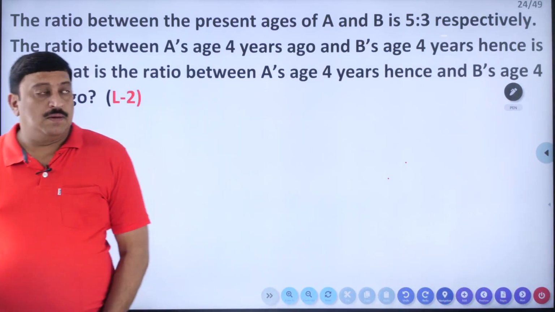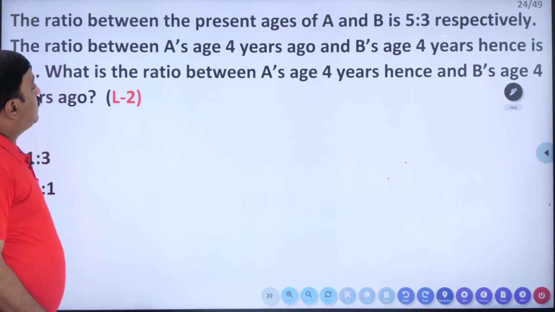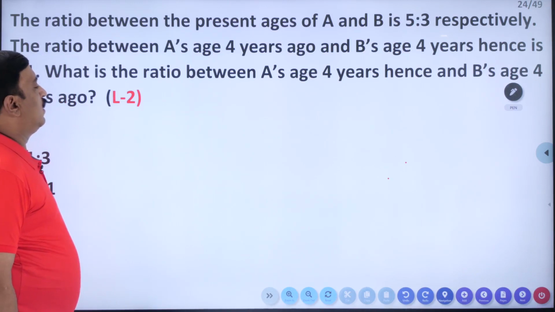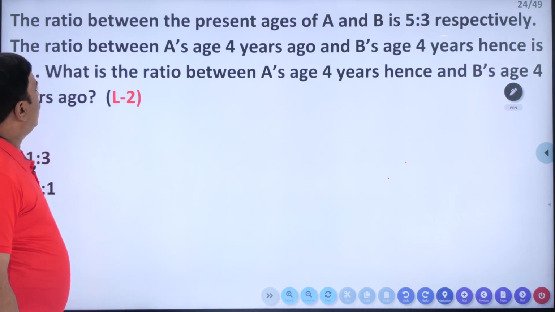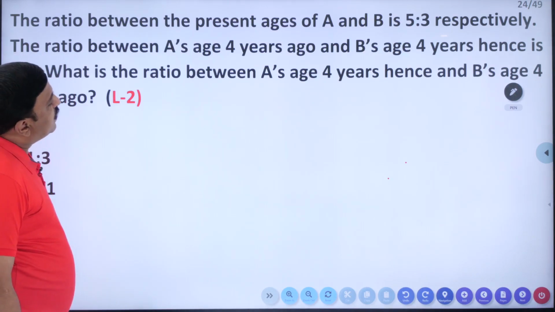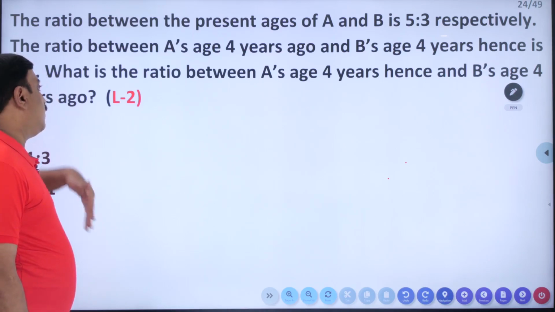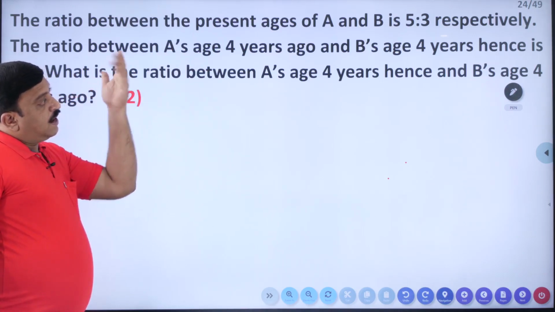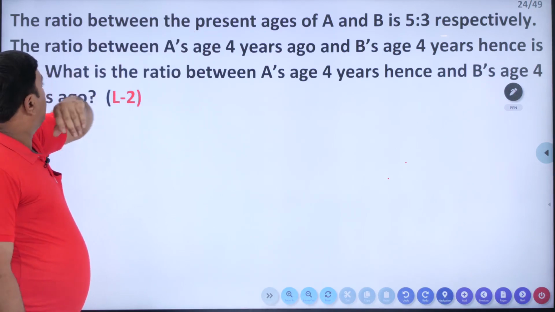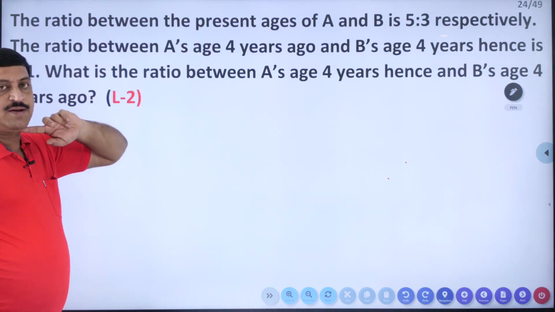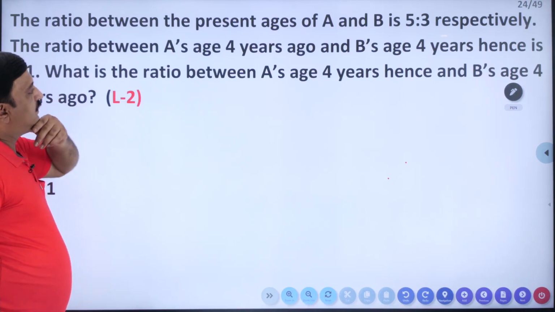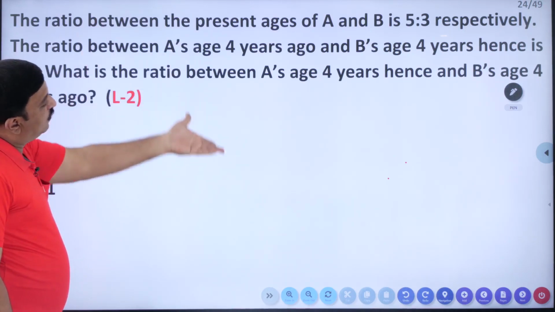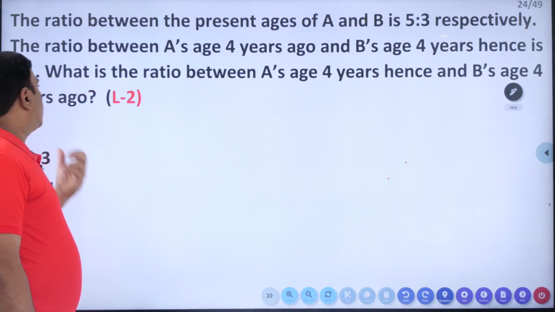You see here, the ratio between the present ages of A and B is 5:3 respectively. Okay, A and B 5:3, fine. The ratio between A's age 4 years ago and B's age 4 years hence. One is A's age 4 years back and B's age 4 years after. It is 1:1. Then what is the ratio between A's age 4 years hence and B's age 4 years back?